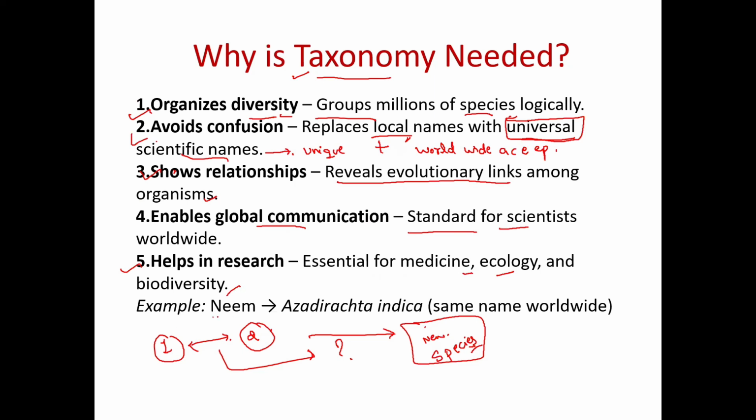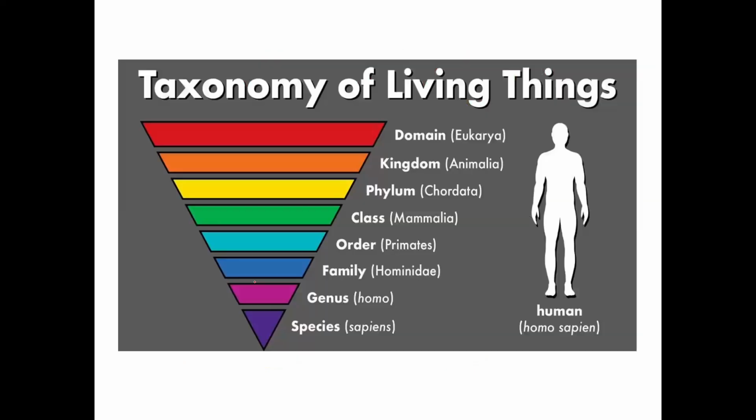Let's take an example, neem. It's a local name of a plant, very famous in India. The scientific name of neem is Azadirachta indica. It is accepted worldwide, but neem is a local name, not accepted worldwide.